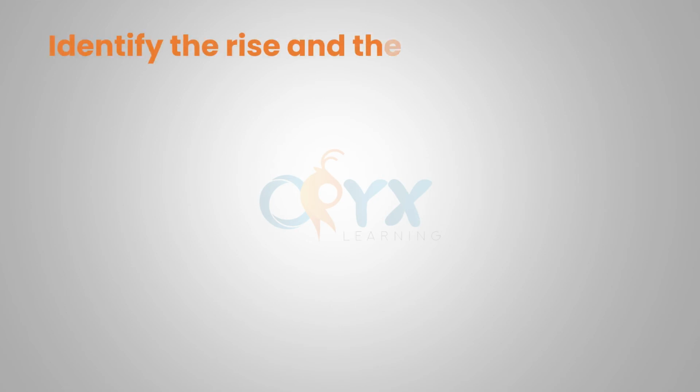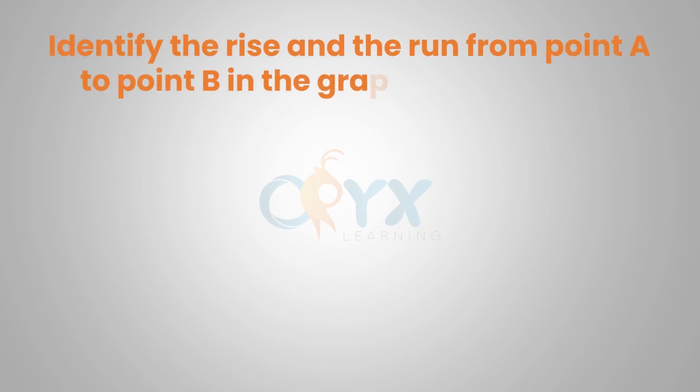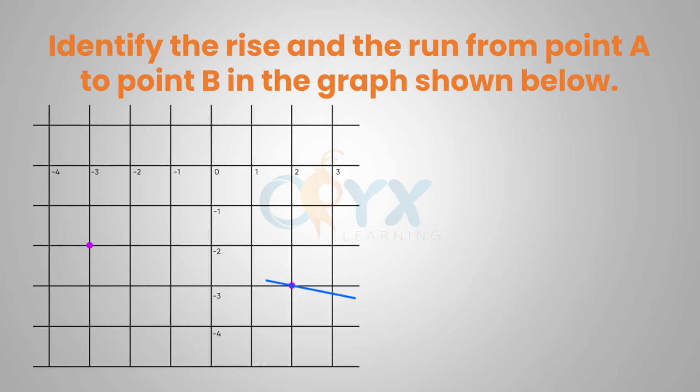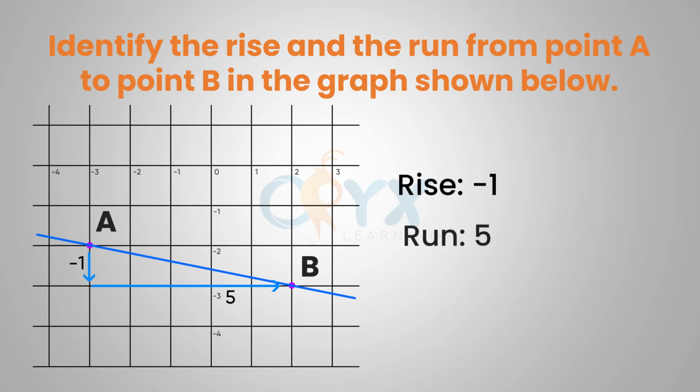Identify the rise and the run from point A to point B in the graph shown below. We can see that from point A to point B, the rise goes down 1, or negative 1, and the run goes over 5, for a run of 5. So the rise is negative 1, the run is 5.